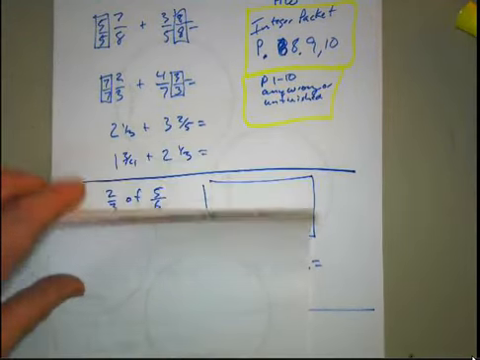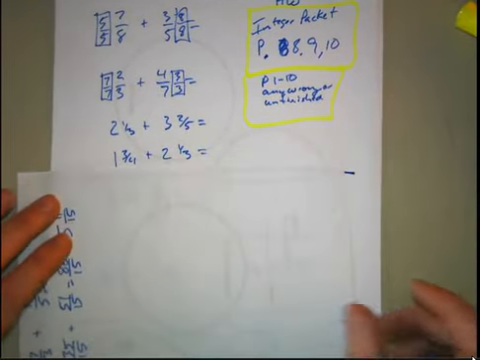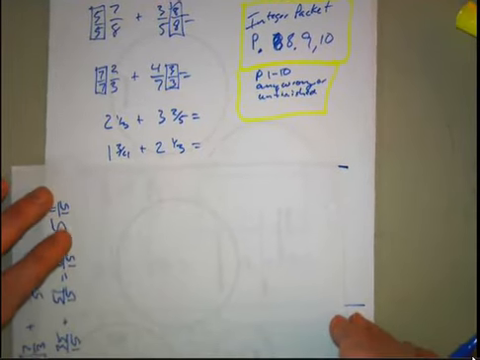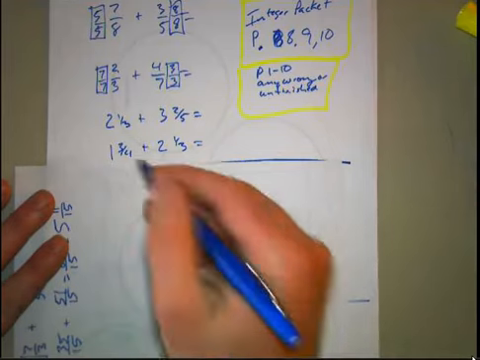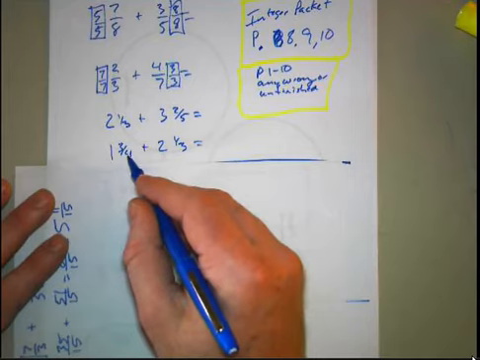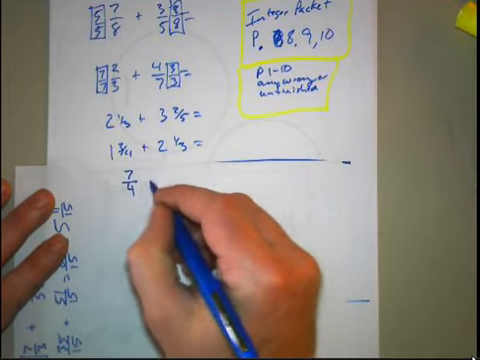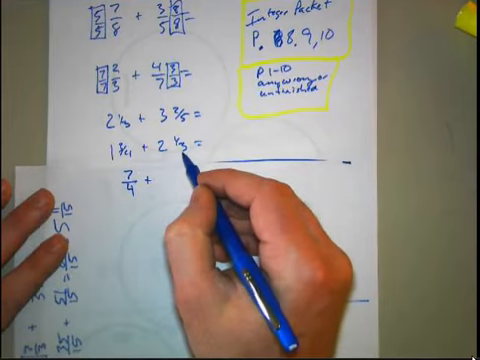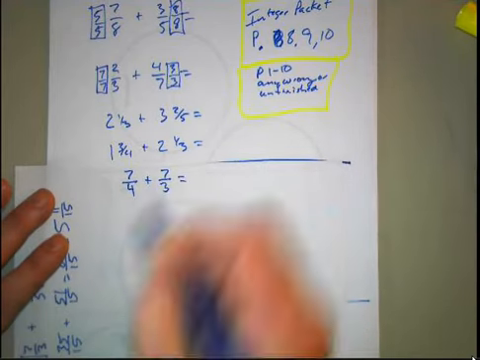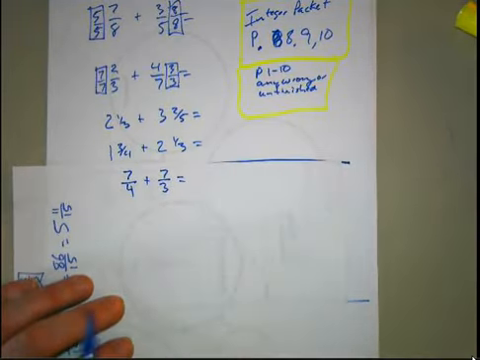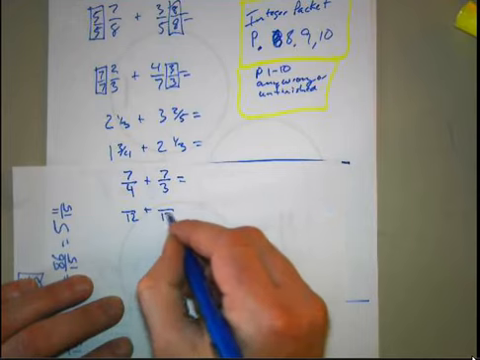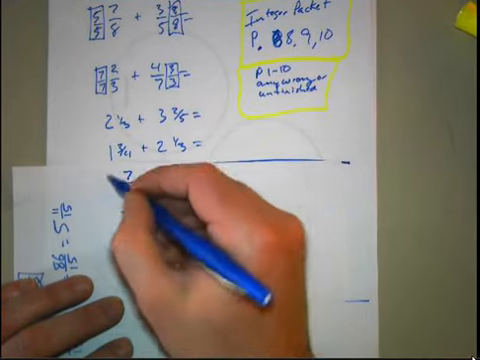Which brings us to the next problem. 1 3/4 plus 2 1/3. And the key here is to turn it into an improper fraction first. 4 pieces make a whole. You have 1 whole. 1 times 4 is 4, plus 3 is 7. 3 pieces make a whole. 2 wholes. 2 times 3 is 6, plus 1, 7/3. But before I can continue, I need a common denominator. 4 times 3 is 12. 3 times 4 is 12.